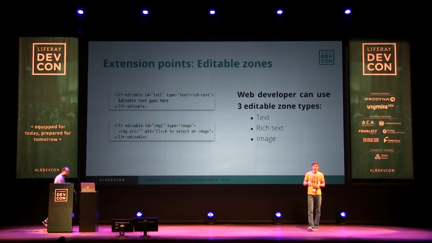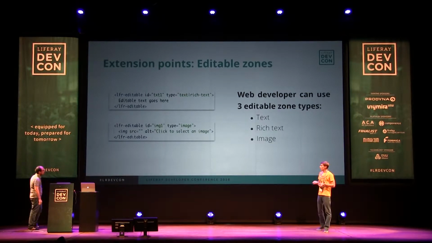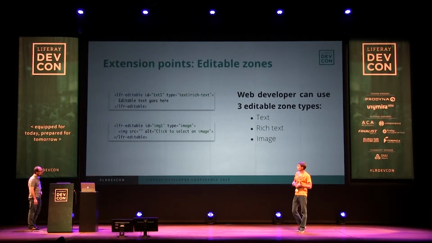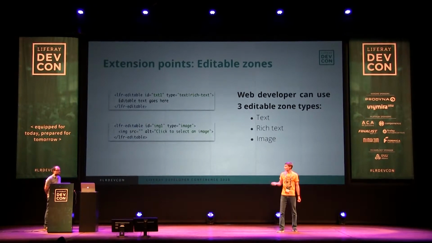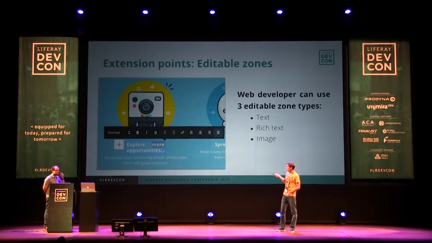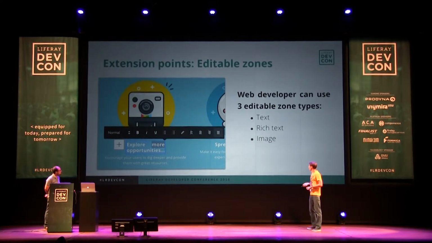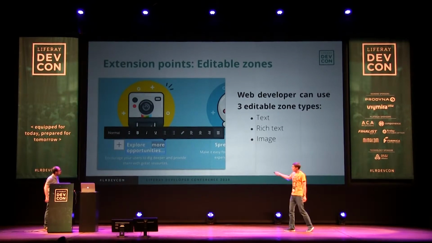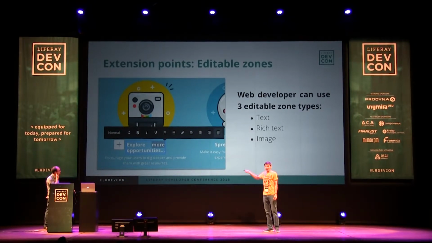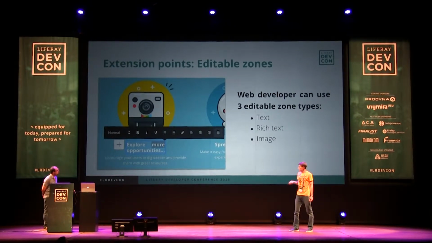Fragments HTML markup has different extension points. The first extension point of the Fragments HTML is a possibility to create editable zones. Using a special tag called LFR-editable, a web developer can define an editable zone which will be editable inline on a page or page template. And out of the box, we support 3 types of editable elements: text, rich text, and image. For the text and rich text editables, we instantiate a editor inline on a page or page template. And for the image editables, we use Liferay image selector.